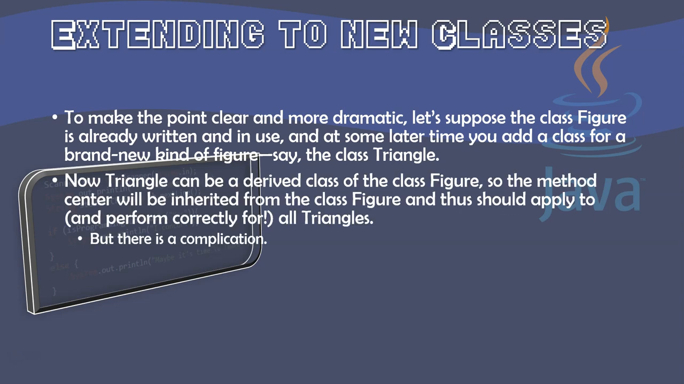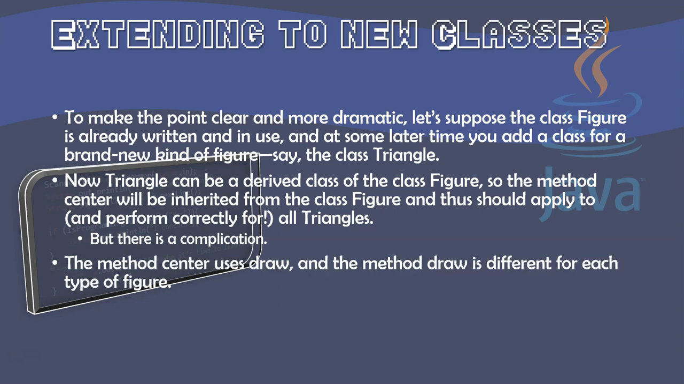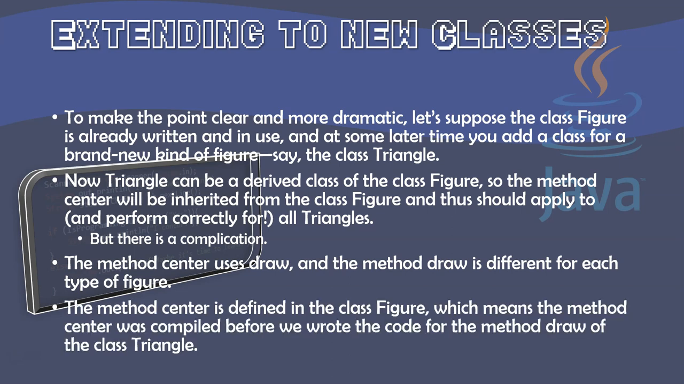Now, triangle could be derived of the class figure, so nothing new there. But the method center would be inherited from the class figure and thus should apply and perform technically correctly for all triangles. But here's where our complication comes in. The method center uses draw, and the method draw is different for each type of figure. Now, the method center was, of course, defined in the class figure, which means the method of center was compiled technically before we wrote the code for the method of draw for the class triangle.